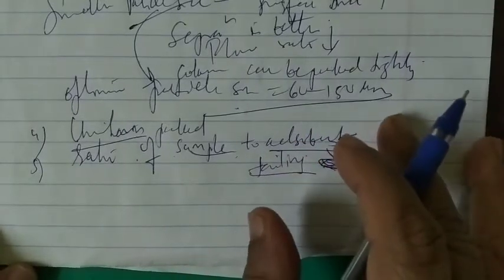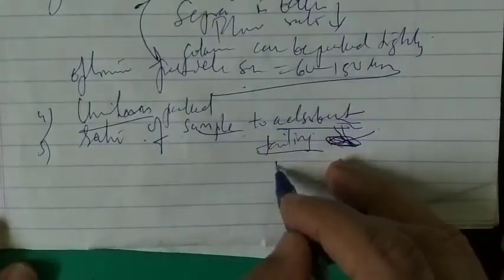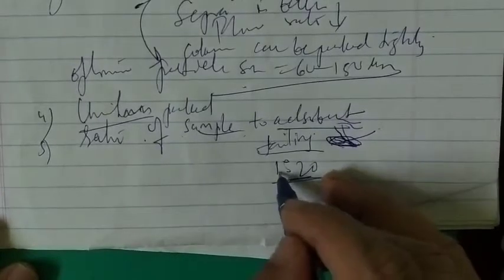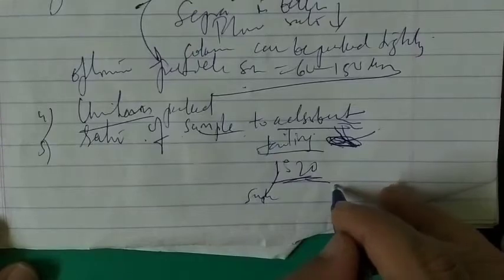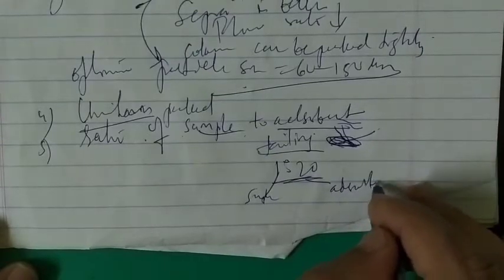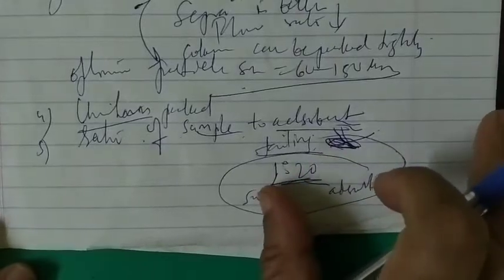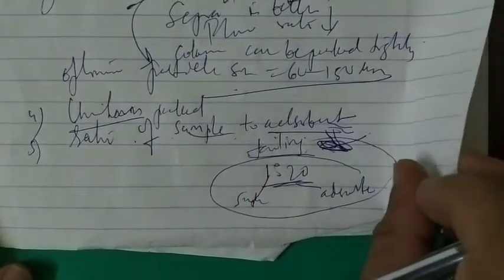Usually the ratio kept is 1:20. If 1 is the sample, then 20 times you are going to take as adsorbent. So the sample to adsorbent ratio is very important. We have to take it in proper proportion, otherwise it will give you a wrong separation result. So this is what about the ratio of sample to adsorbent.